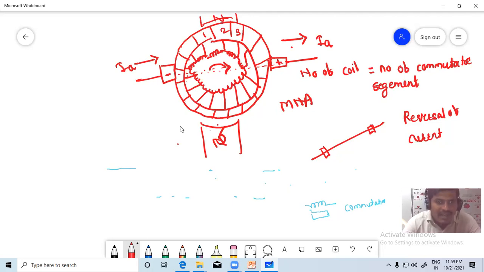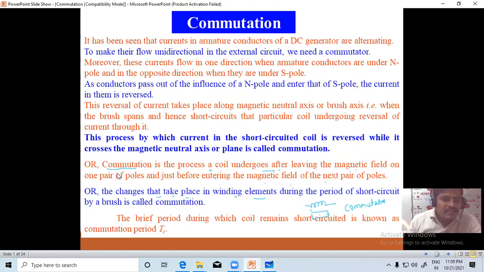म्हणजे ज्या काळापर्यंत ती कॉइल शॉर्ट सर्किट असेल, this time is called the commutation period, or the coil gets short circuited for some period. This period is called the commutation period. Okay, so this is just the general concept of the commutation process, and commutation is nothing but reversal of current.